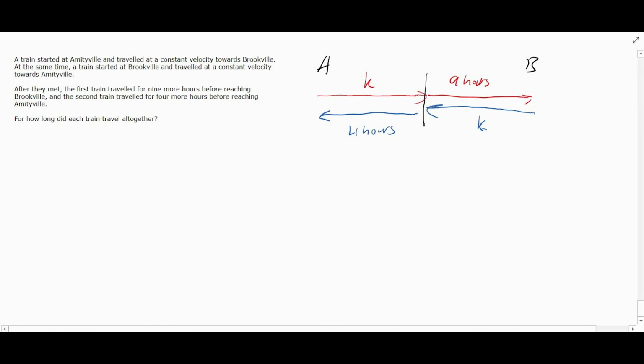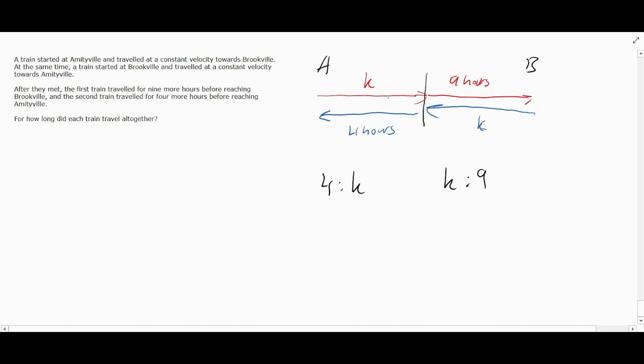So what's really happening here? This train traveled the distance that train A traveled in 9 hours in time k, and this train traveled the distance k in the time it took the other one to do it in 4 hours. So really there's two ratios going on here, 4 to k and k to 9. You're going to want to get an idea of where these come from.